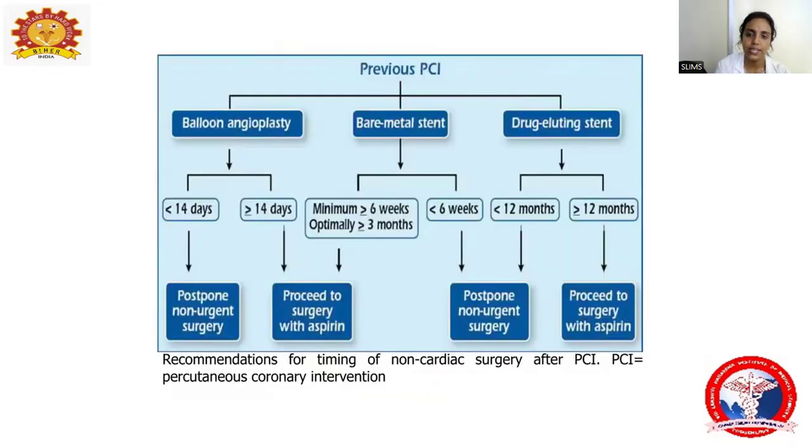This is very important. When the patient has had a balloon angioplasty, you have to know the recommendations for timing of the non-cardiac surgery. For balloon angioplasty, it is 14 days. Bare metal stent, it is 6 weeks. For a drug-eluting stent, it is 12 months or a year.